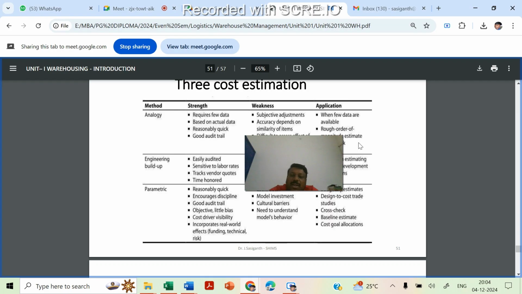I'll brief. Strength-wise, analogy requires few data, based on actual data, reasonably quick, good audit trail. Its weaknesses are that it is difficult to assess the effect of design change and cost drivers, and it involves subjective adjustments. You can apply it when few data are available, for a rough order of magnitude estimation cross check.